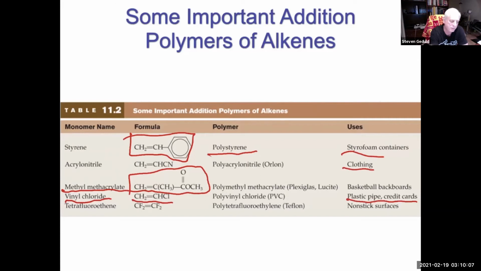Tetrafluoroethylene, here's your repeating unit, and that's Teflon. We put that on pans to make nonstick surfaces. It's an addition polymer that's coated over the pan. It's that same unit over and over again, which allows it to be nonstick on the surface. So those are some of the uses of the polymers we make by addition polymerization.